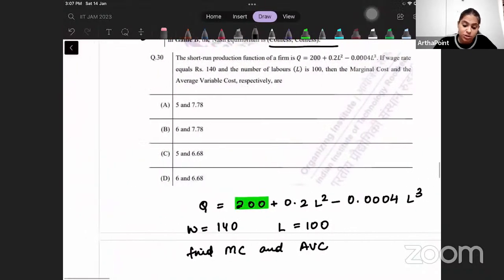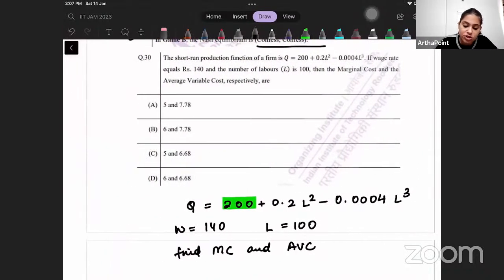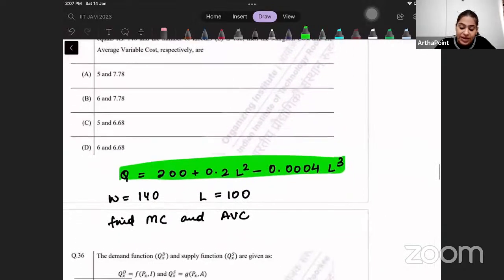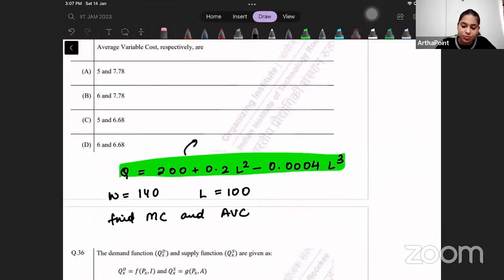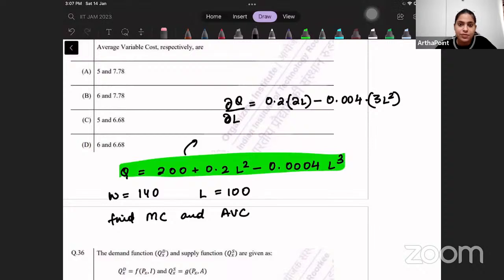How do I find marginal product? Look, this production function is given to me. So to find marginal product, I just have to find how Q changes as L changes. If I differentiate this with respect to L, what will I get? 0.2 into 2L minus 0.004 into 3L square. This is my marginal product of labor.